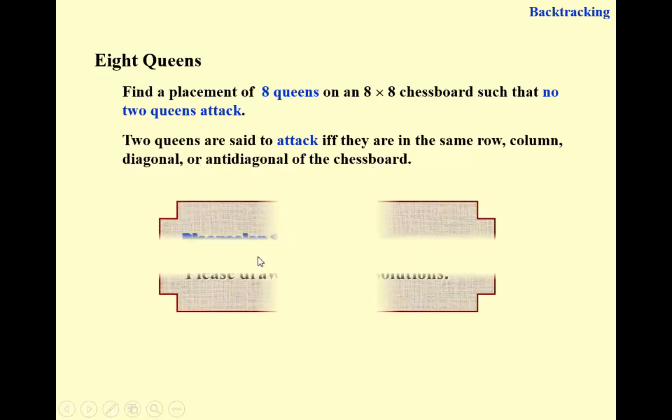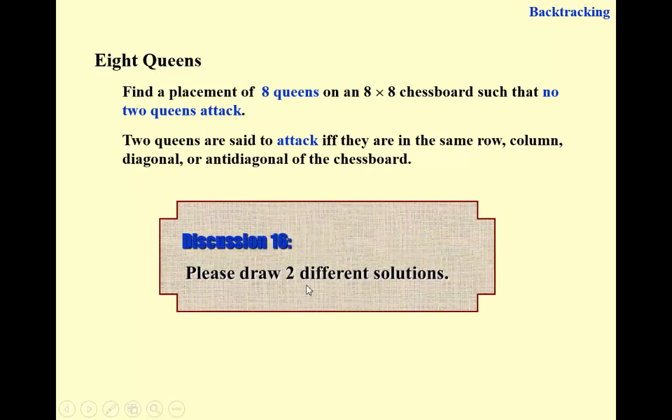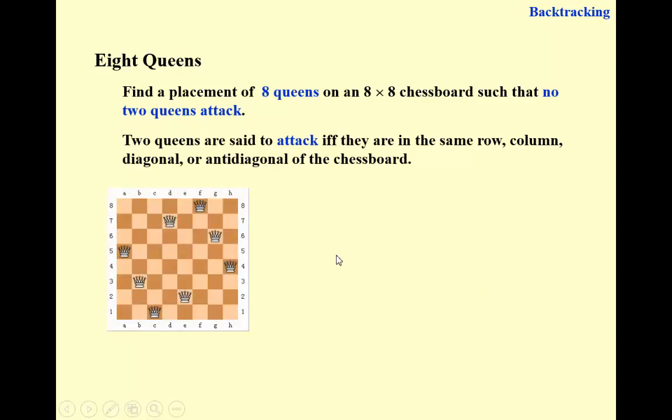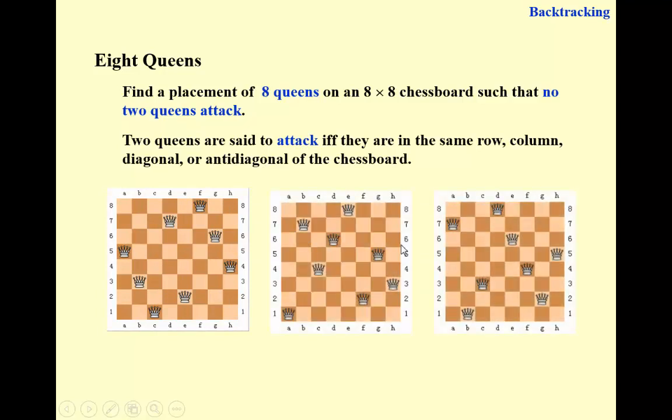So here comes your first discussion for today. Please draw 2 different solutions. Here, if 2 solutions are symmetric, they are considered to be the same solution. So you're supposed to draw 2 different solutions. Okay, now I suggest you pause here and see how long it's going to take you. Lot of solutions, right? Here I'm just showing 3 of them. So have you tried? Can you see the pattern? I mean, if you're asked to write a program to find the solution, what would you do?